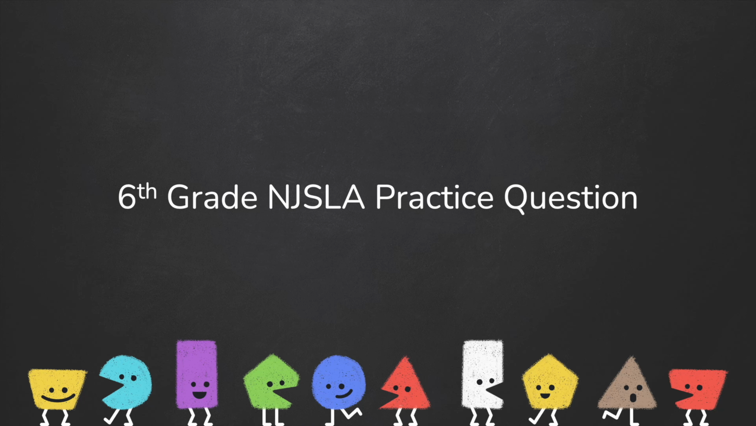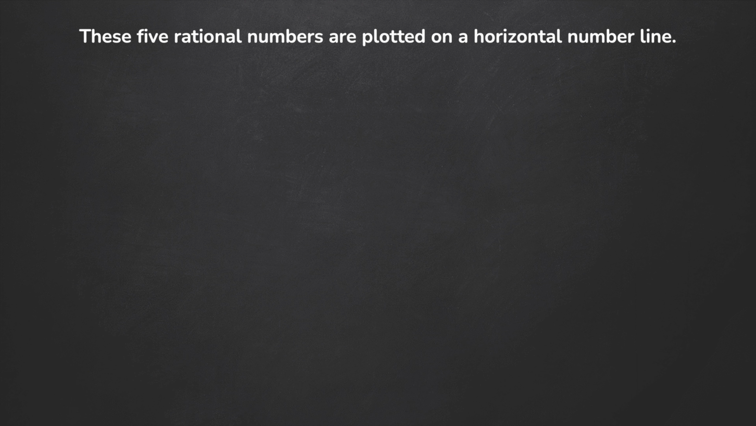Hello, mathematicians. Today we're going to go over a 6th grade NJSLA practice question. To get us started, we have these 5 rational numbers that are plotted on a horizontal number line. And they are -5/6, 3/4, -7/8, 2/3, and -7/4.